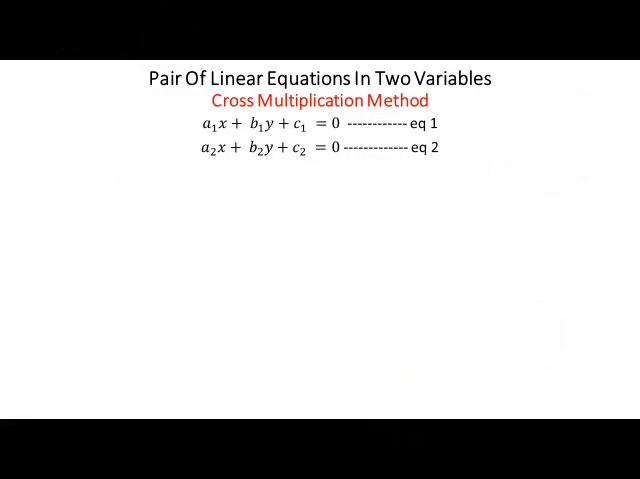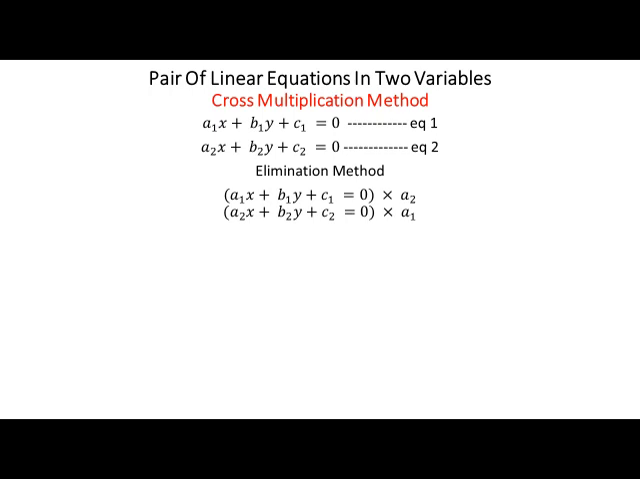Now the pair of linear equations in two variables are a1x plus b1y plus c1 is equal to 0 and a2x plus b2y plus c2 is equal to 0. To solve these equations, I will be using the elimination method. For that, I will be making the coefficient of variable x equal. For that, I will multiply the first equation by a2 and the second equation by a1.